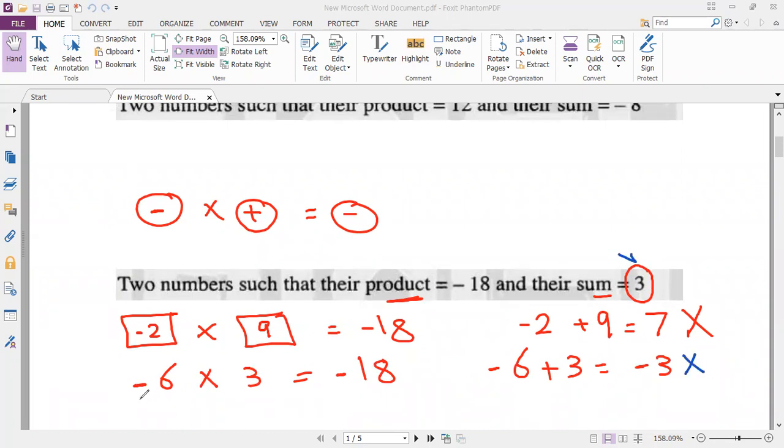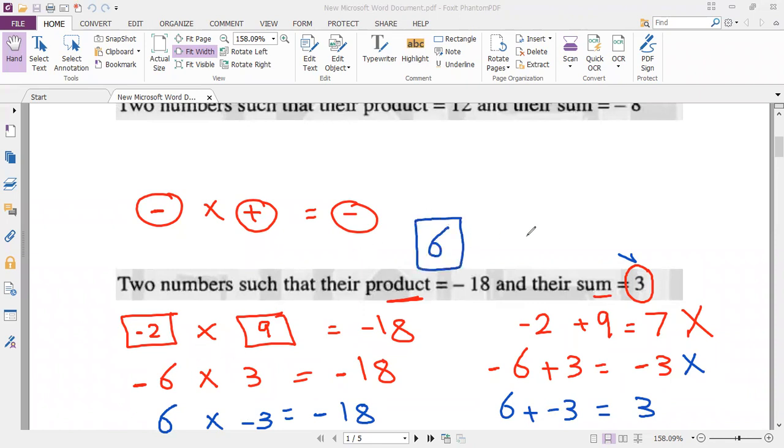We can switch the signs. Instead of negative 6 times 3, we can multiply 6 by negative 3. 6 times negative 3 equals negative 18. And 6 plus negative 3 equals 3. So what is the right answer? The right answer is 6 and negative 3.